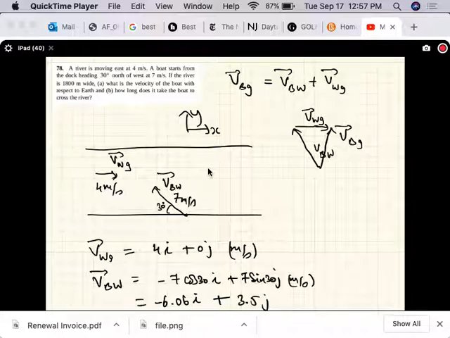All right. Now, what is the goal? How long does it take the boat to cross the river? To cross the river now, it doesn't matter whether he crosses like this. What distance is he traveling in the y direction? 1800 meters. Okay, so we'll calculate that.